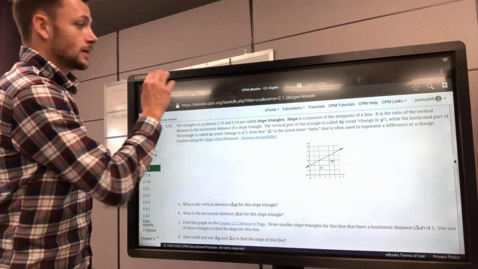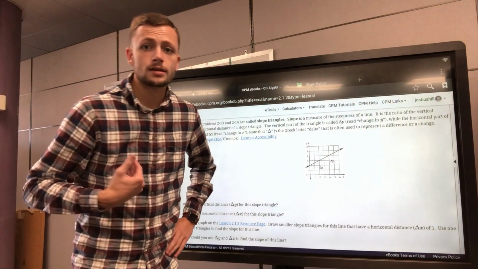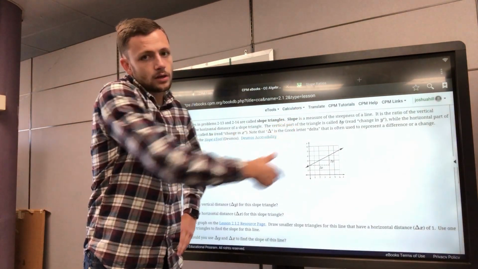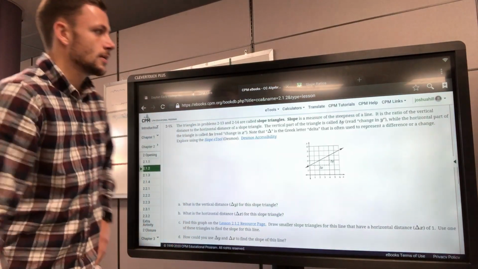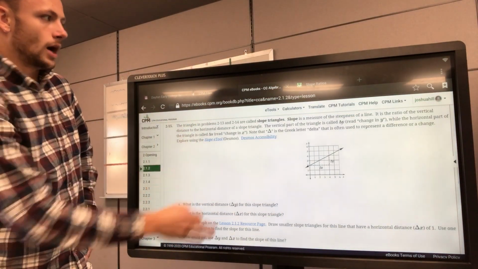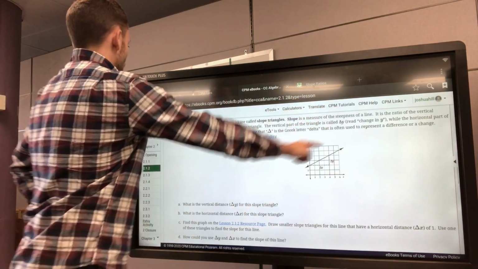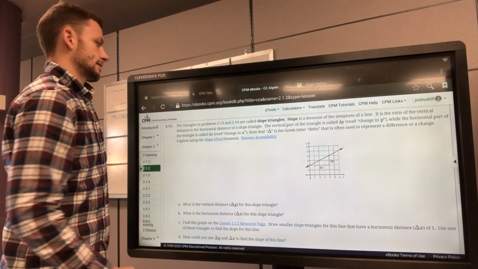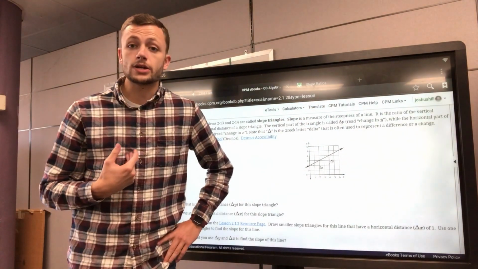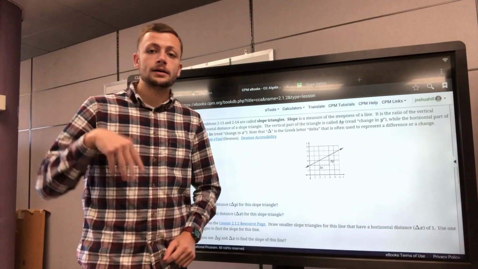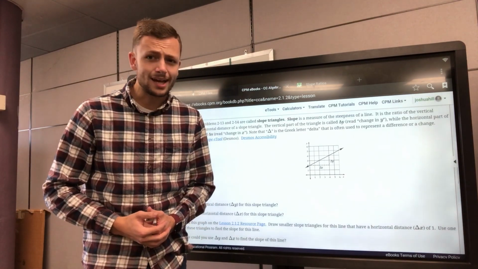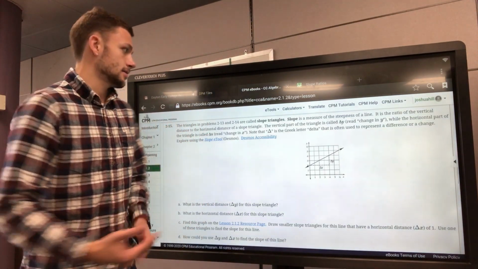But anyways, delta y, which we'll read as change in y, it's the Greek letter delta, and then y, which we've always worked with, is change in y. Now the horizontal part of the triangle is called delta x, which we read as the change in x. So delta y means the change in y, and delta x means the change in x, all right?